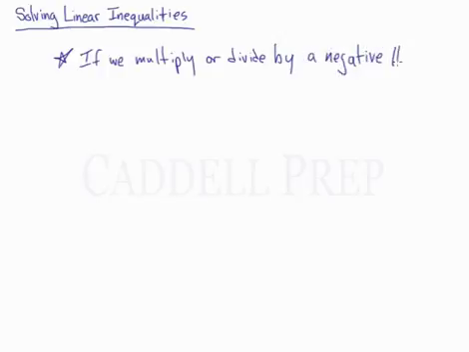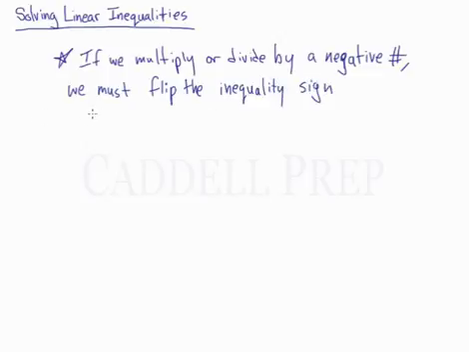In this lesson, we're going to go over solving linear inequalities. This is very similar to solving regular equations, except for one thing. If we multiply or divide by a negative number, then we have to flip the inequality sign. So a sign like this would be changed to the other way.